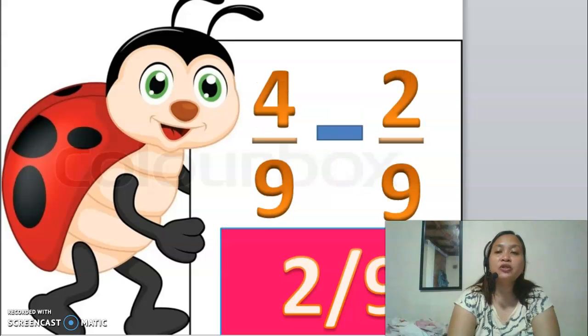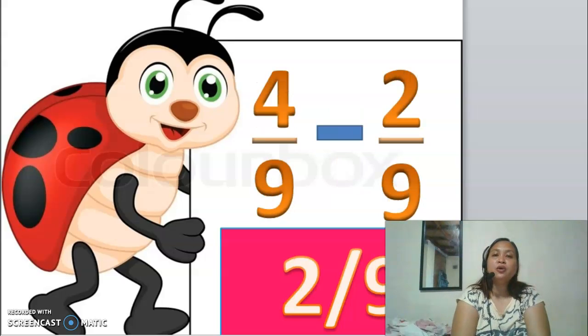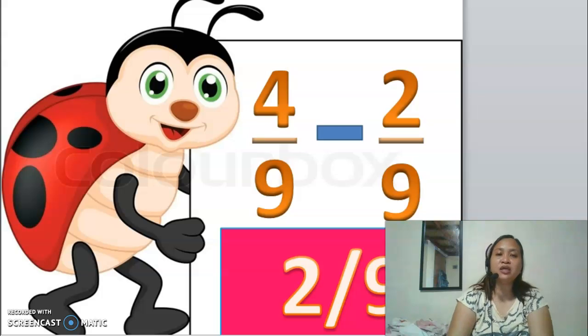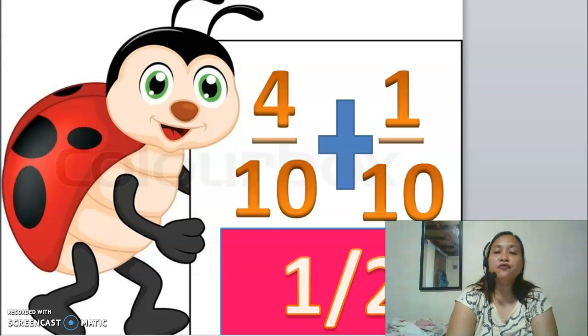Next, how about if we're going to subtract? We can subtract similar fractions by just taking away from the numerator and just copy the given denominator. In our example, we have 4/9 minus 2/9. So the answer will be 2/9. Yes, that's correct. How about the next one? 4/10 plus 1/10 is equivalent to? Yes, that's 1/2 when we reduce it.